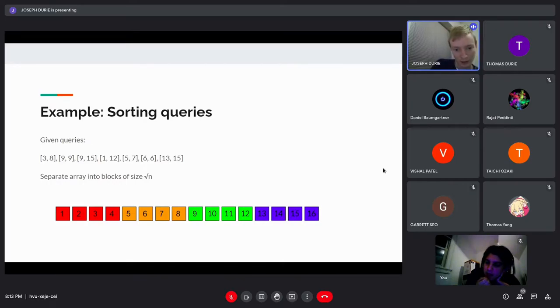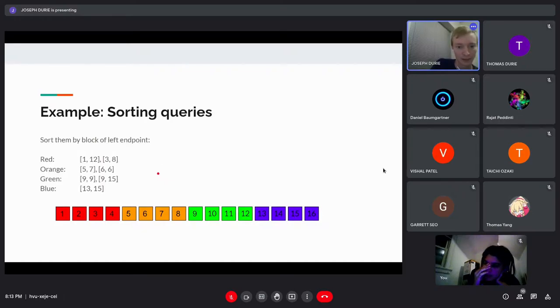So what we're going to do is sort them the way we were talking about on the last slide. So first, we want to sort them by what block their left endpoint is in, right? So these two queries have left endpoints of 1 and 3, which are in the red block. These two have left endpoints of 5 and 6, which are in the orange block. These two have left endpoints of 9, which is in the green, and this query has a left endpoint of 13, which is in the blue.